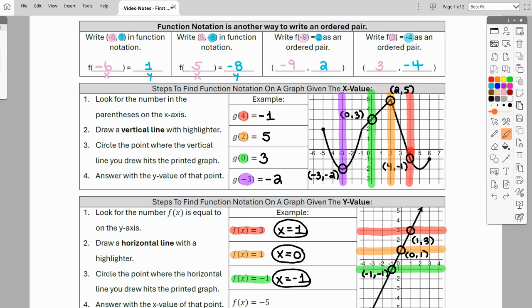Last one is an f of x equaling negative 5. So that's my y value output being negative 5. Highlighting that horizontal line and circling where it meets my graph. Be careful because it meets just before that arrow and it's never going to meet on an arrow. So that's going to be negative 3, negative 5, that point I just circled. Answer with the x value, x equals negative 3 on my graph for f of x equaling negative 5.